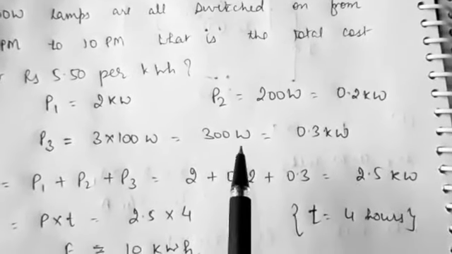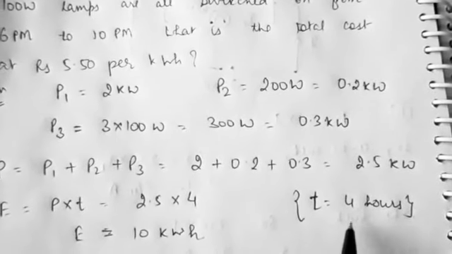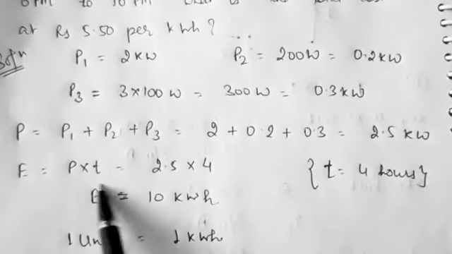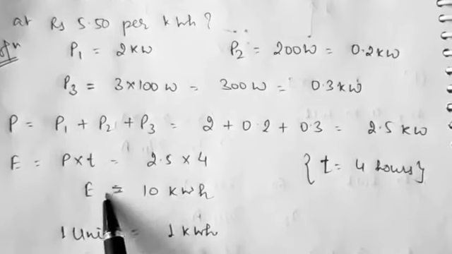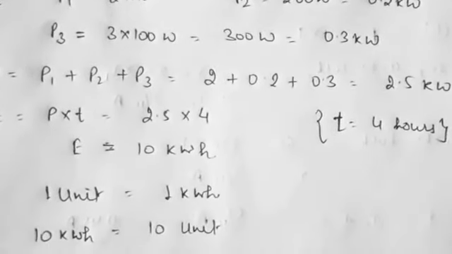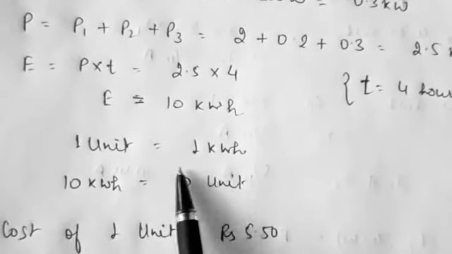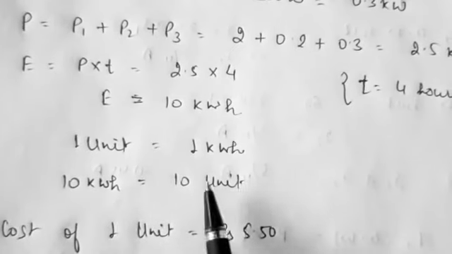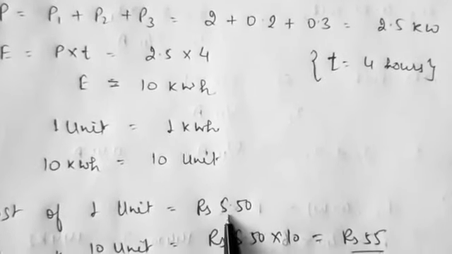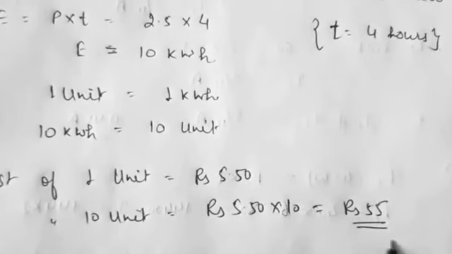Now the hours of operation: 6 p.m. to 10 p.m. means it is operated for 4 hours. So you have time, you have power. By the formula E is equal to P into T, you will get the commercial unit of energy consumed. So E is equal to 10 kilowatt hour. You should know that 1 unit is equal to 1 kilowatt hour, so 10 kilowatt hour is equal to 10 units, and the cost of 1 unit is rupees 5.50. So 5.50 into 10 is equal to rupees 55.